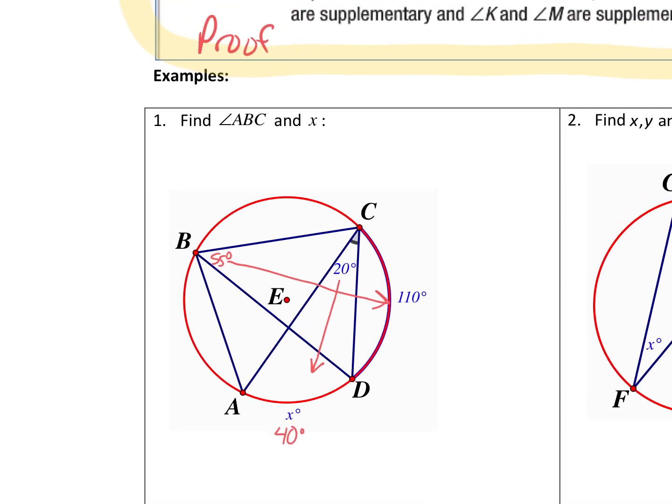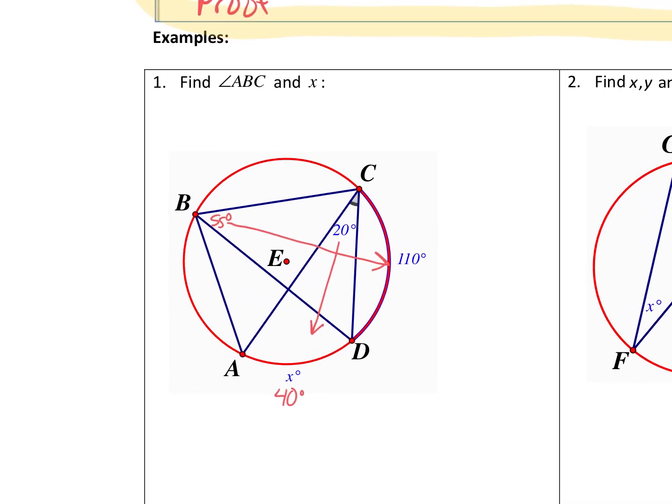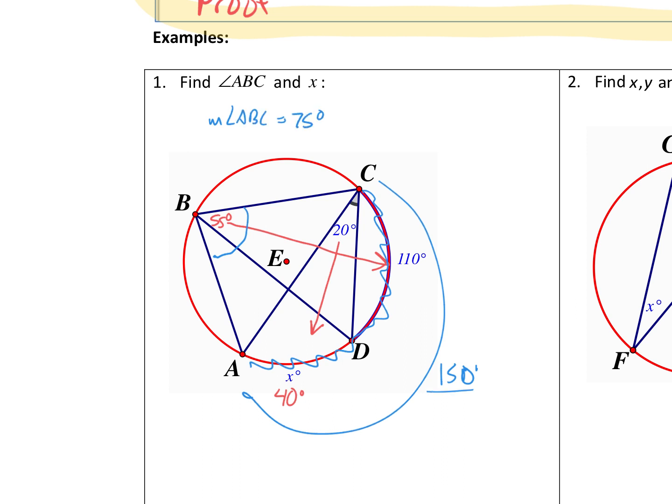What were we supposed to find here? ABC. Oh, ABC, I don't know yet. ABC is this whole thing. Well, that's got this arc in its mouth. And now I know what this whole thing is. It's 150 altogether. So the measure of angle ABC is 75 because it's half of this.